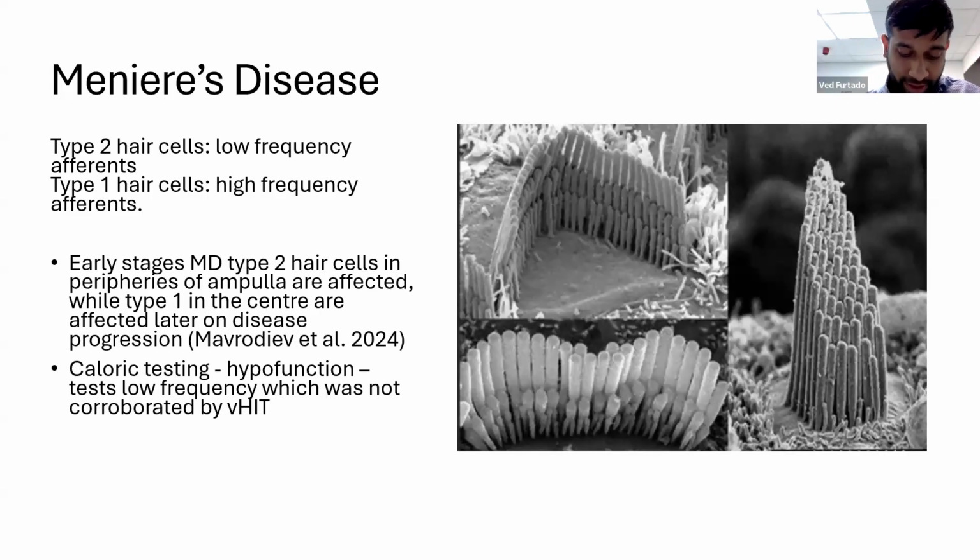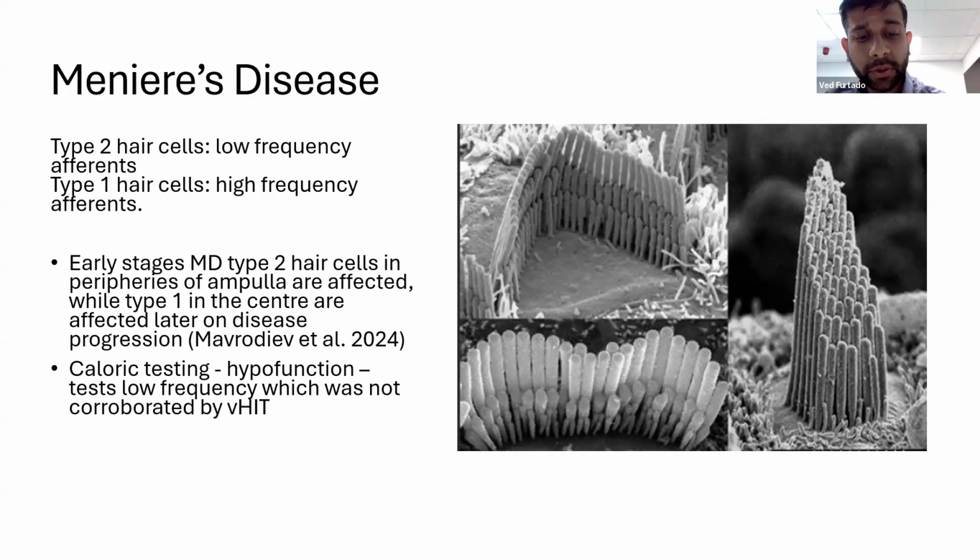Now, studies suggest that in the early stages of Meniere's, the type 2 hair cells, which are situated in the peripheries of the ampulla, are affected first, while the type 1 hair cells in the central part of the ampulla might be affected later as the disease progresses. Which is why calorics, which tests for low frequency type 2 hair cells, indicates a loss of function, but not V-HIT, which tests for type 1 high frequency hair cell function.